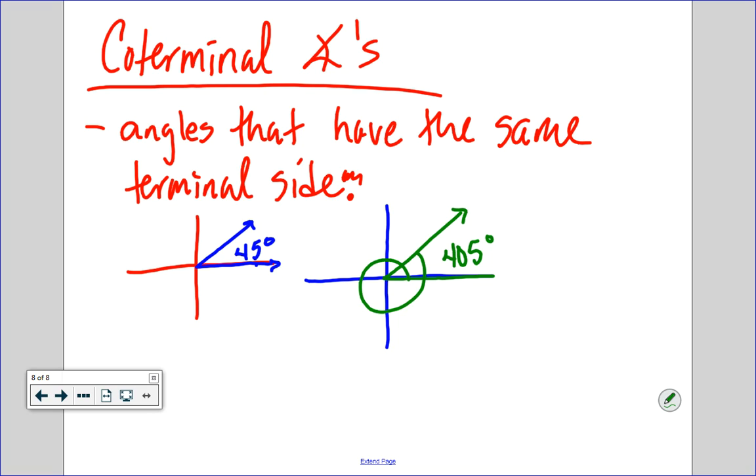How are they different? One goes all the way around and stops at the same point, where the other one just stops. So, how do I find a coterminal angle? You add or subtract 360 degrees or a multiple of 360. So what we say is 360n, where n is the number of full rotations.